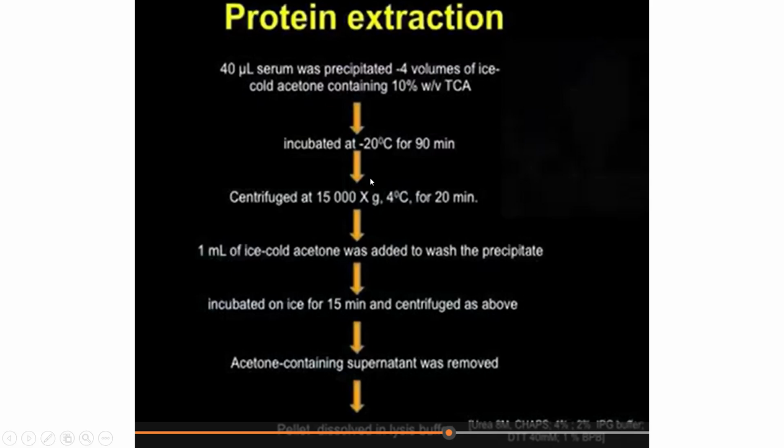You can incubate at -20, then centrifuge at 15,000 g, then 1 ml of cold acetone is added again in order to precipitate the protein. After that, it is incubated for 15 minutes on ice itself. Everything should be done on ice because proteins are not that stable at room temperature. In colder temperature, proteins are a bit more stable. So generally, you need to do the whole protein extraction procedure in cold conditions. Then after that, you can centrifuge it and the acetone-containing supernatant is removed.